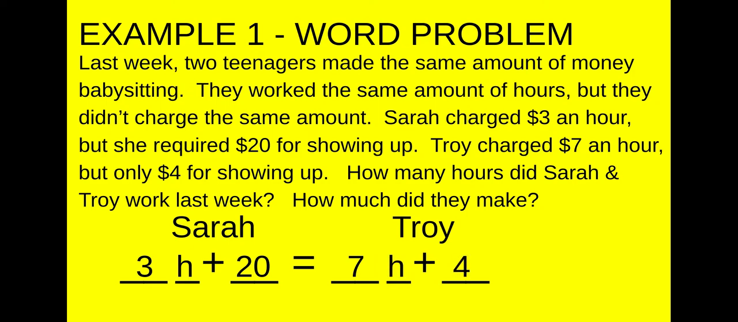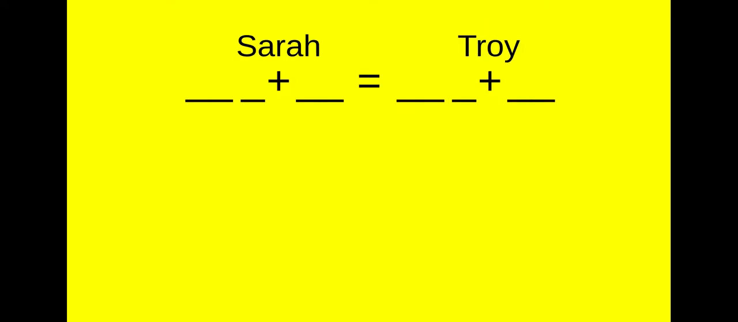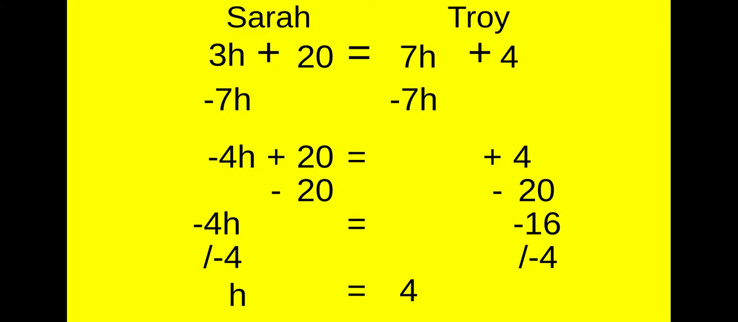So there's our equation. We know it's equal because of the first sentence: the two teenagers made the exact same amount of money. So I know they're equal to each other. So now what I want to do is look into solving them, right?